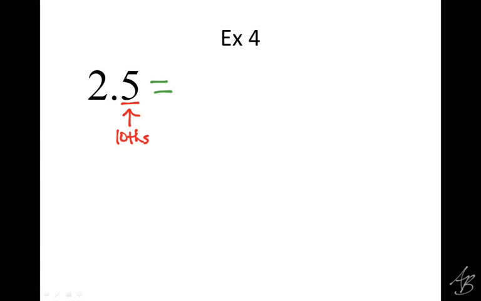So this is going to equal, we're going to take the number, but get rid of the decimal. So what do we get when we take the number with the decimal off? We get 25, right? So it's going to be 25 over, what goes on the bottom? 10. And then I check to see if I can reduce. It's not divisible by 2 because 5 is odd, but it is divisible by 5, right? So we're going to reduce by 5. And on top, 25 divided by 5 is 5. And 10 divided by 5 is 2.